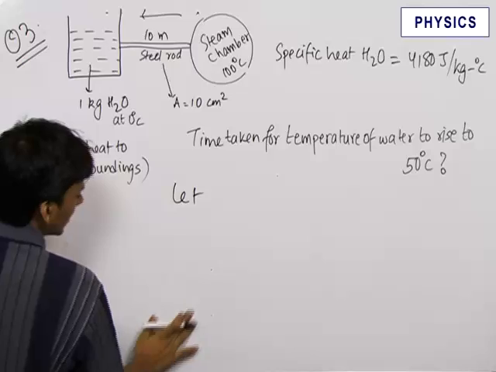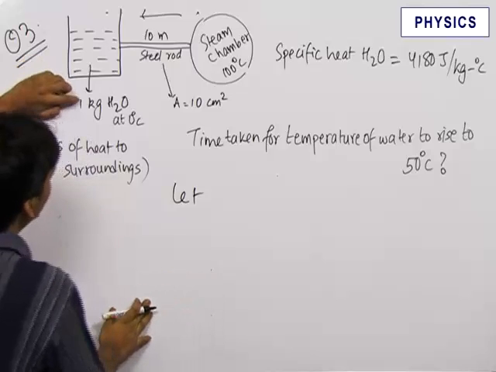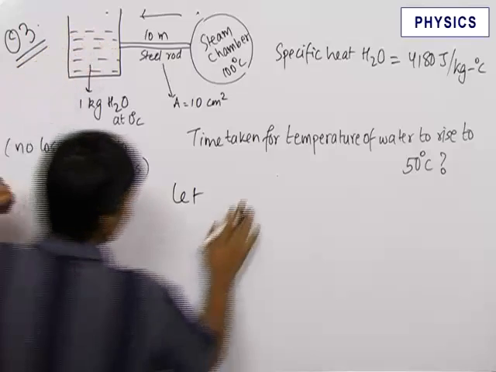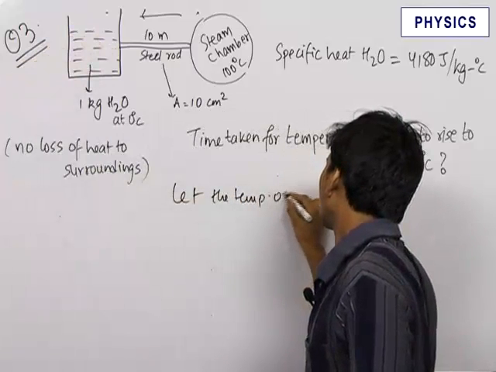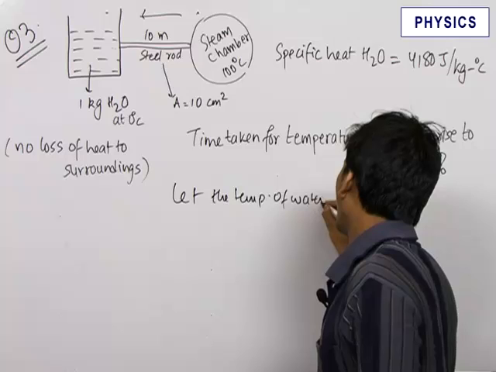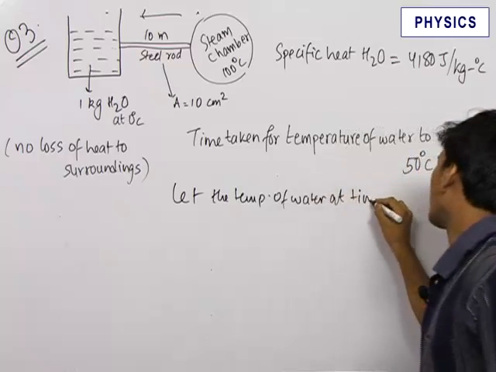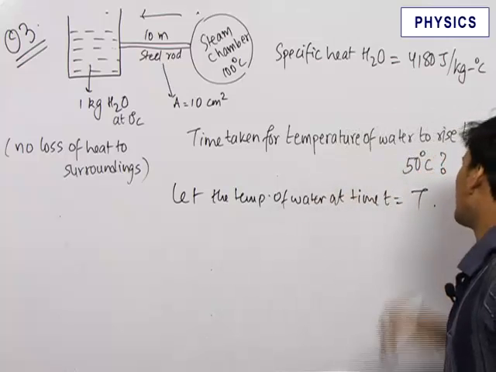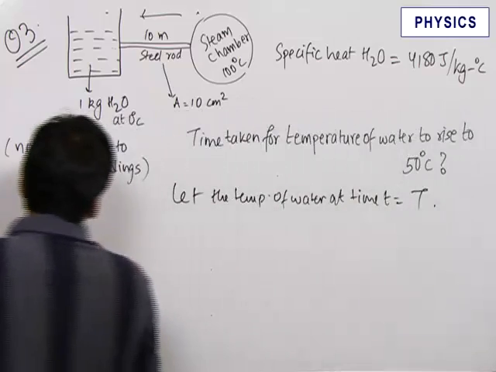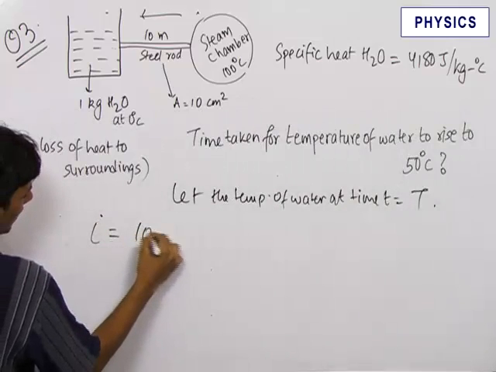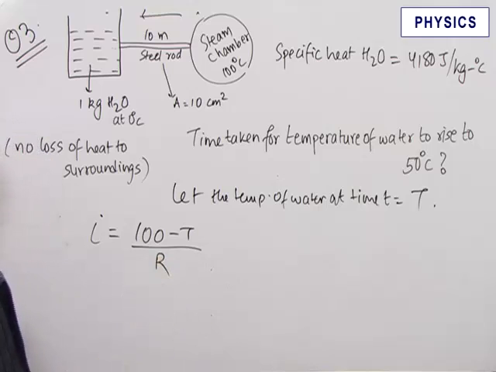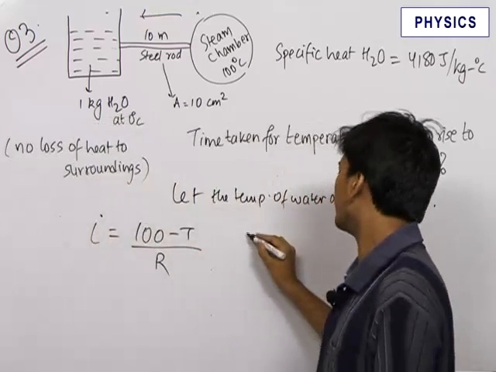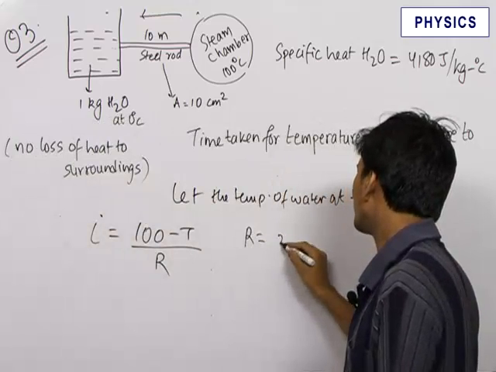Now we have to integrate in this question because we see that the temperature at this end is keeping on changing. Let the temperature of water at time t be equal to capital T. Now the heat current at any time t can be written to be equal to 100 minus T upon R, where R is the thermal resistance of the rod. Now the thermal resistance of the rod can be written to be equal to X upon Ka.